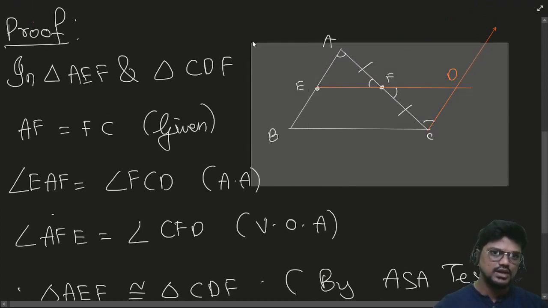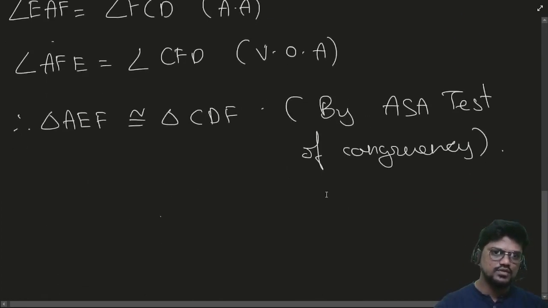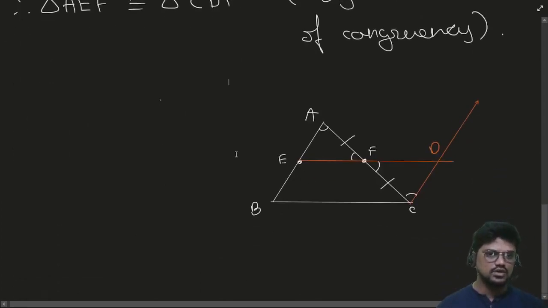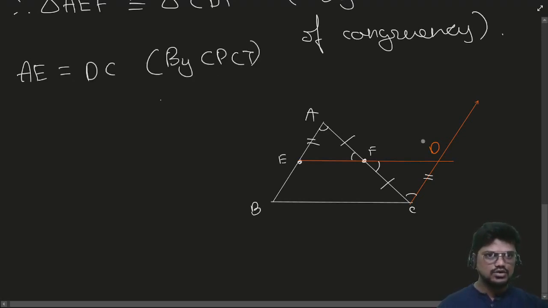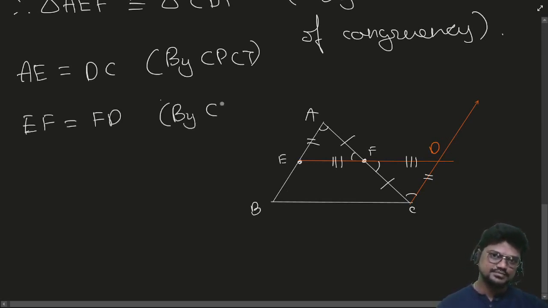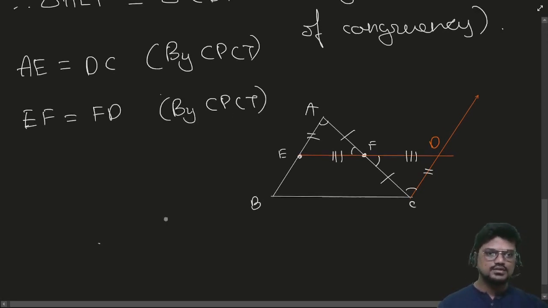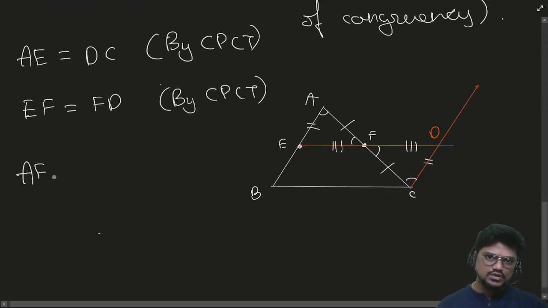Now, once we know that the two triangles are congruent, what will we do? See over here, the two triangles are congruent. So I will say that AE is equal to DC by CPCT. Also, I can say that EF is equal to FD. Why? Again by CPCT. But AE is equal to BE. This was given.